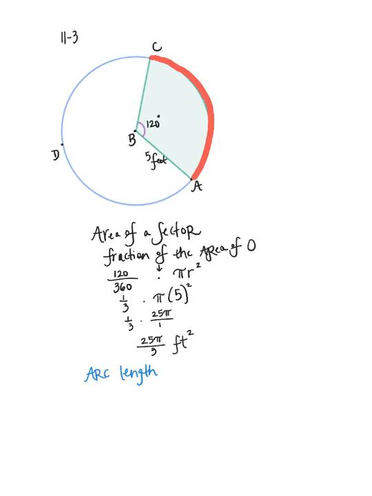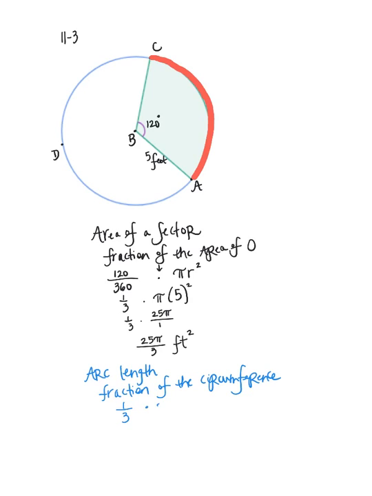So the length of AC is just a fraction, it's a fraction of the circumference. And I know you know the circumference of a circle equals pi times diameter. So, and you can sing the song if you need to. So we're still dealing with 1/3 because it's 120 degrees out of 360. So that's just 1/3 of the circumference.